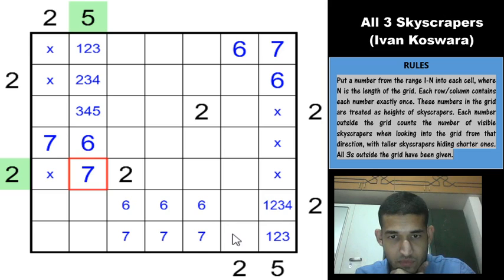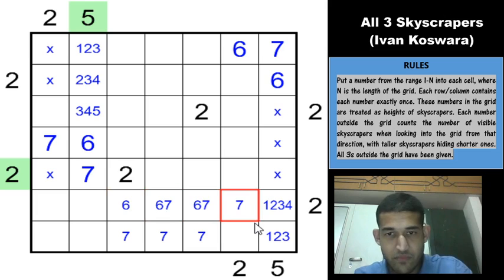Now we know that for the 2 clue to be true, we can't have the 7 behind the 6. So the 7 should be in front of the 6. If the 6 is here, the 7 can go in any of these 3 cells, because 7 can't be behind the 6. Okay.